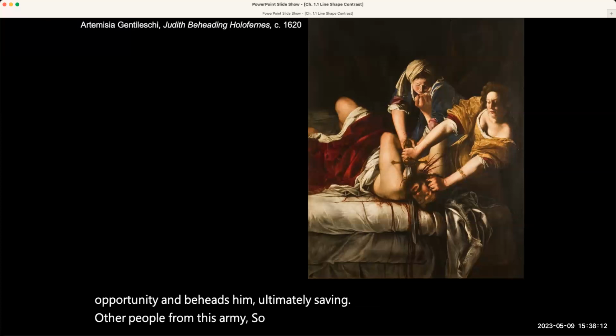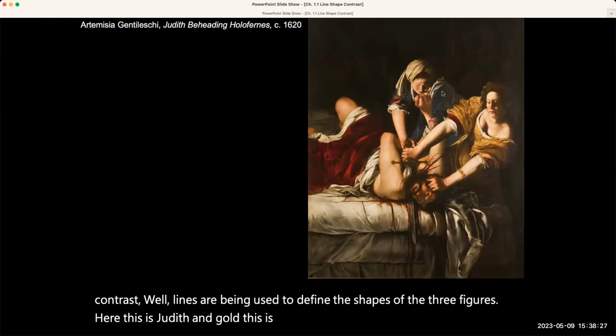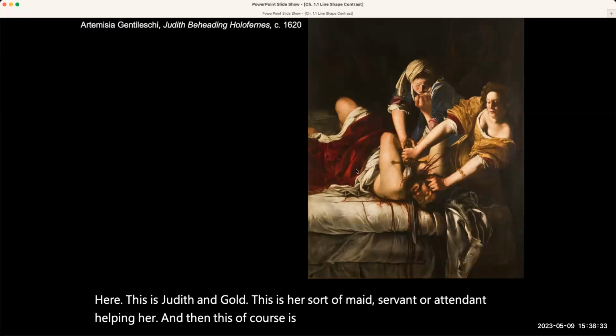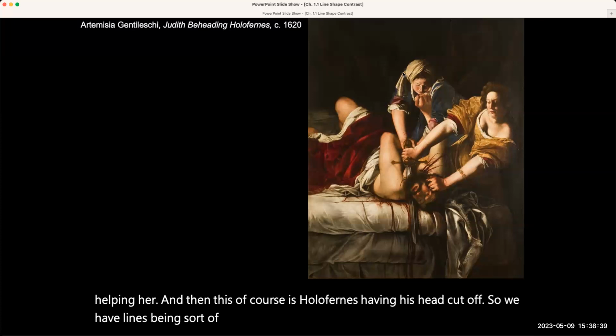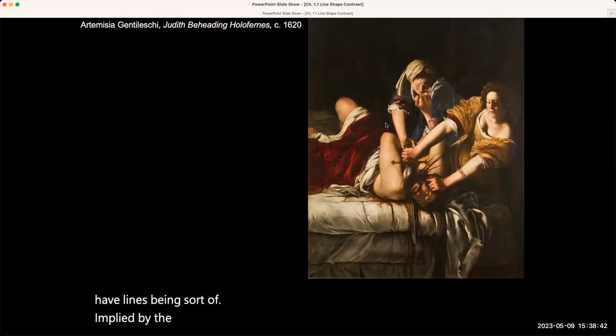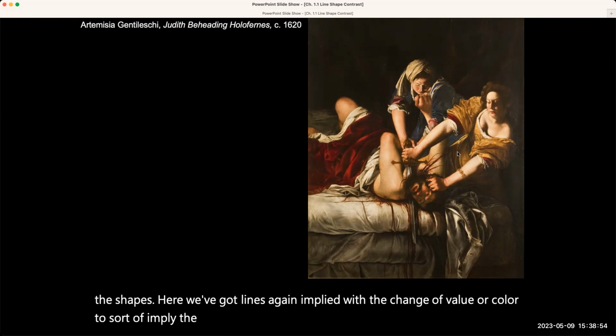So this painting, in terms of line, shape, and contrast, well, lines are being used to define the shape of the three figures here. This is Judith in gold. This is her maidservant or attendant, helping her. And then this, of course, is Holofernes having his head cut off. So we have lines being implied by the change in color or the change in value to define the outline of the shapes here. We've got lines again implied with the change of value or color to imply the details of the figures.